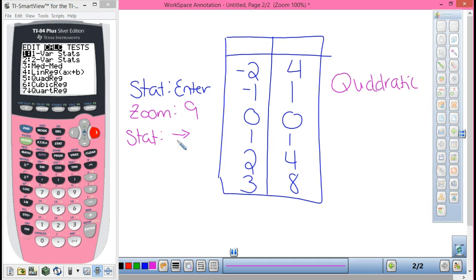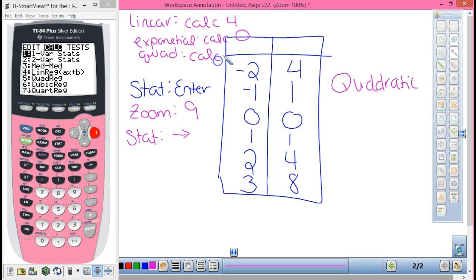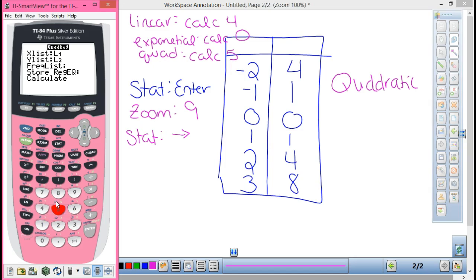0, yeah. Okay, so if it's linear, we want to calculate 4. If it's exponential, we're going to go calc 0. And if it's quadratic, what are we hitting? Calc 5. All right, so we're going 5. Some of you can hit enter. Some of you are like me and you have to go down and calculate.